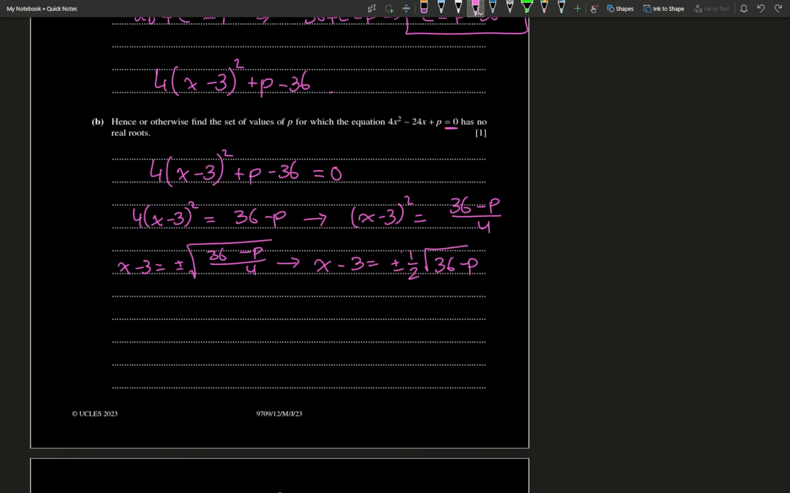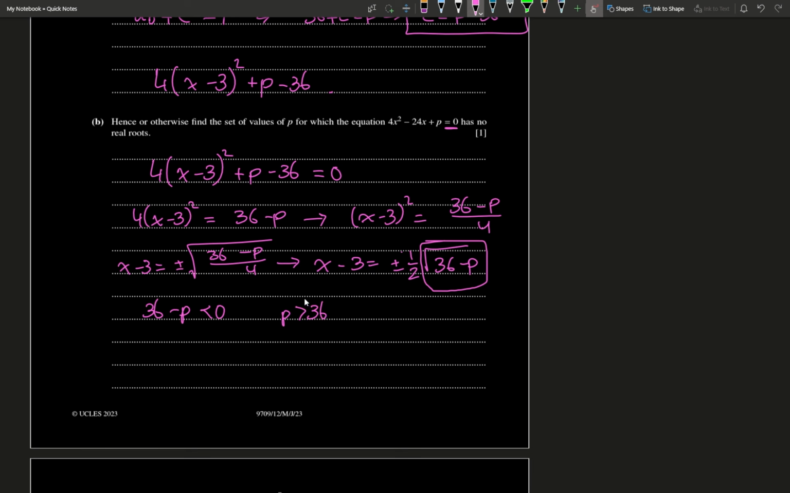احنا عشان ما يكونش عندنا like no real solutions for this equation مفروض the square root يكون negative, اللي جوه square root يكون negative. فأنت عشان تعرف like the square root of any negative number is not real, it's imaginary, you can say that اللي جوه square root of 36 minus p is less than 0. Okay, I can then just add p to both sides, giving you p is greater than 36.